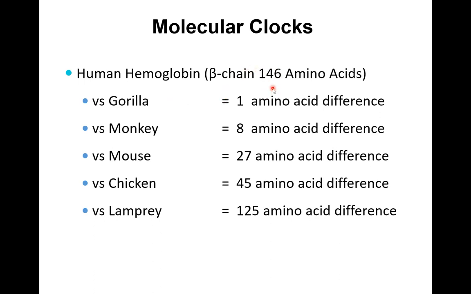Indeed, the beta chain is basically the same, with only 1 amino acid difference. We're a bit more distant from monkeys, so we have 8 amino acid differences there. We are so distant from lampreys that you're talking about a completely different protein at that point: 125 amino acids different out of 146 between humans and lampreys. This just shows you how the evolutionary distance relates to the differences between, in this case, proteins, which could then help you figure out the timing of evolution or separation between species.